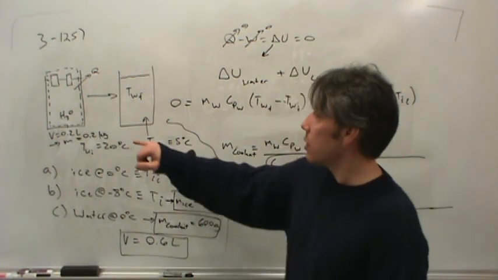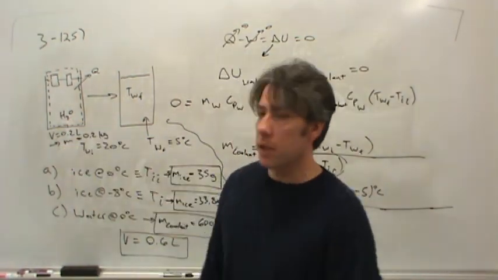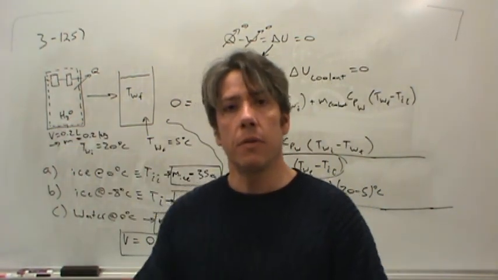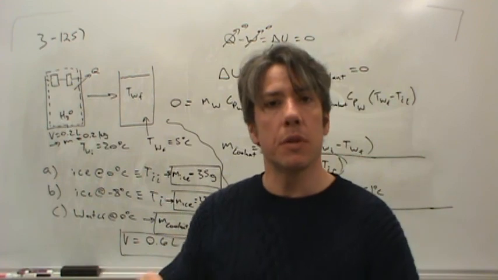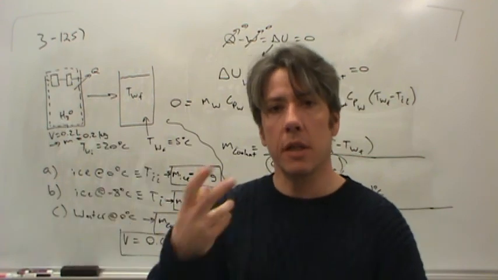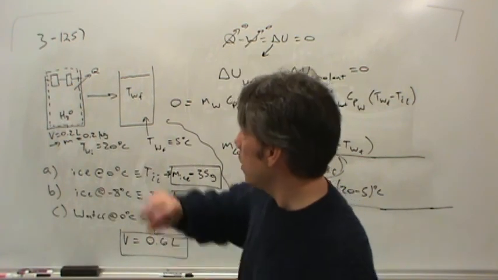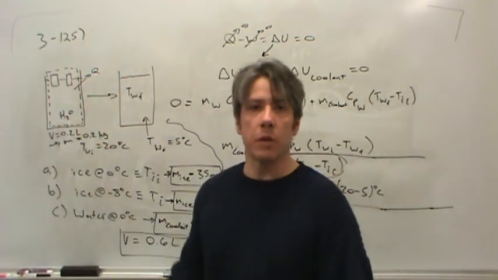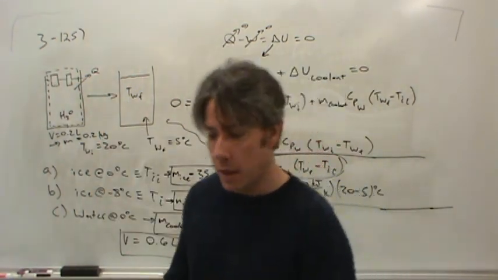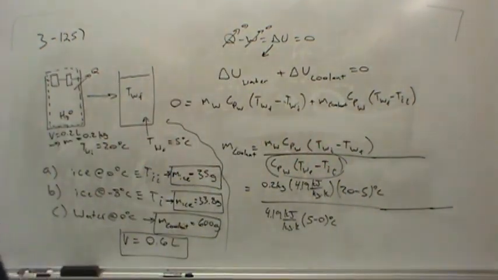So if you're interested in cooling down your tea, there's a clever idea out there. If you make your own ice cubes, just pour tea into the ice cube trays, let it solidify, and then use tea ice cubes to cool your tea, which will be quite effective. So there's the solution to problem 125.